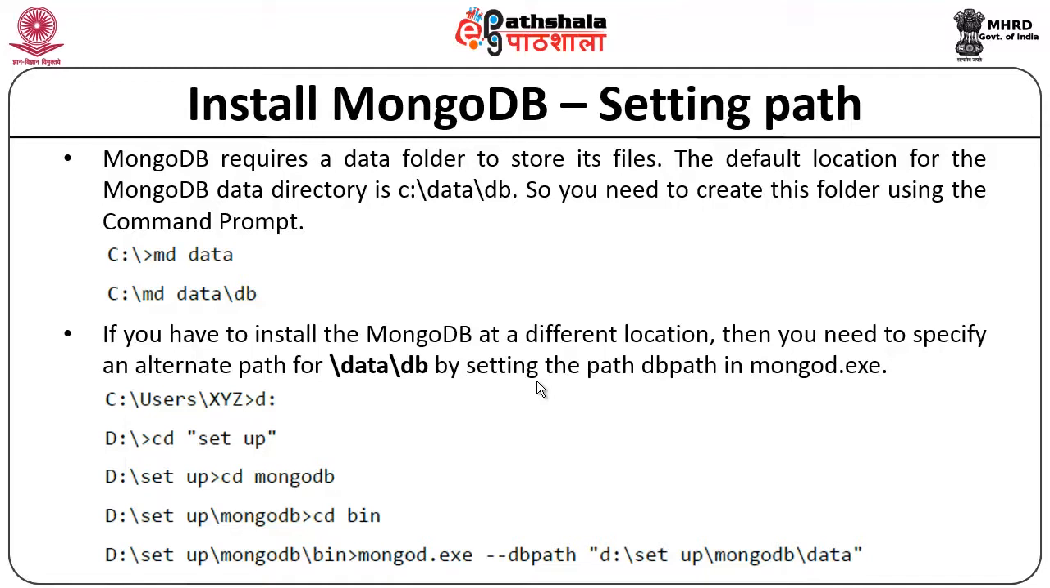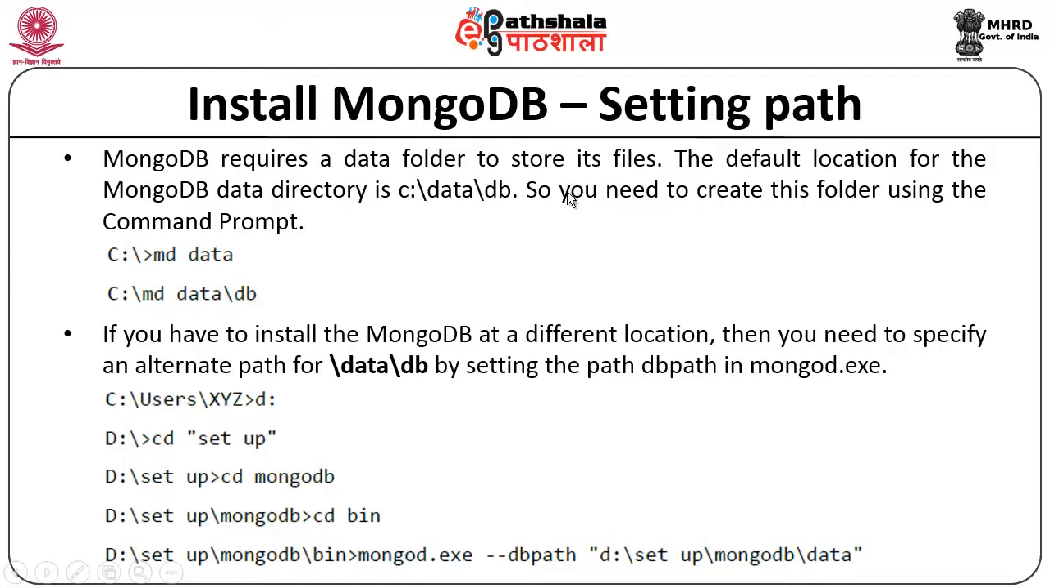MongoDB requires a data folder to store its files. The default location where MongoDB data will be stored is the directory C:/data/db. So, you have a directory named db inside the data folder in your C drive. You need to create a folder like this. If you do not have a folder like this, create it using the command prompt with the make directory command, and then you will have to set the path.